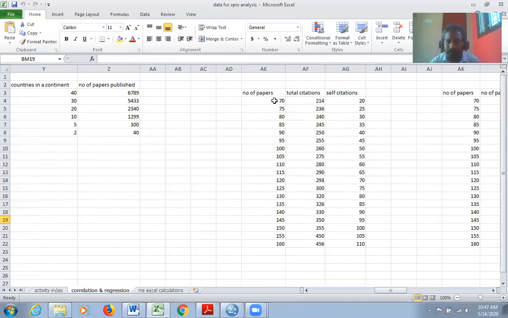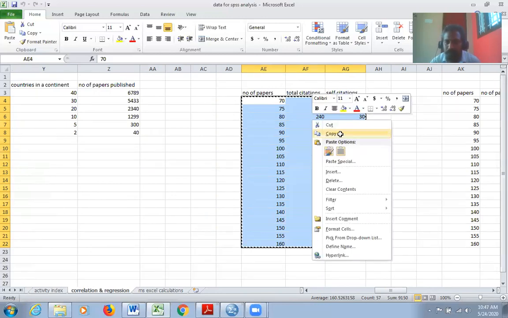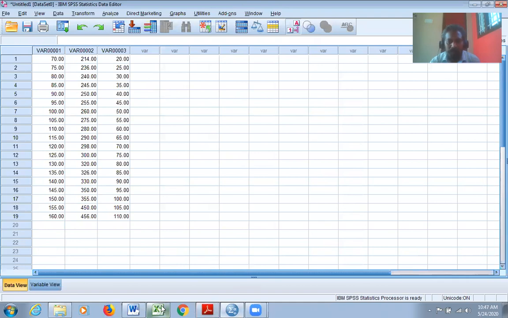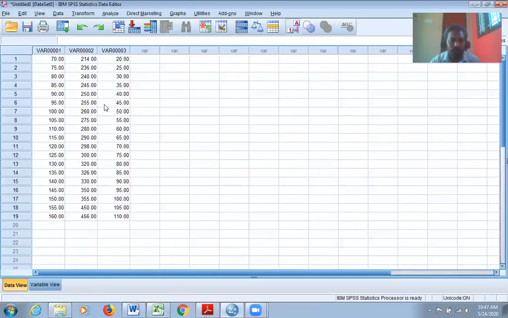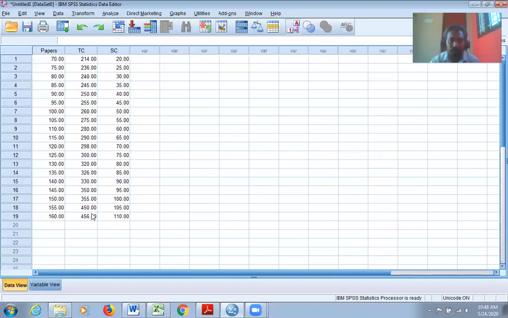So let me take this particular data. I have three sets of data. First is the number of papers published by authors over a period of time, then the total citations received by those papers, and the number of self-citations. Let me copy this data and go to SPSS. I just paste it. I think it's pasted. So remember, first is number of papers, then total citations, then self-citations. Let me go to data view and name the variables: number of papers, total citations, and then self-citations. Fine, so I have three variables. This is just for our understanding: papers, total citations, and self-citations.